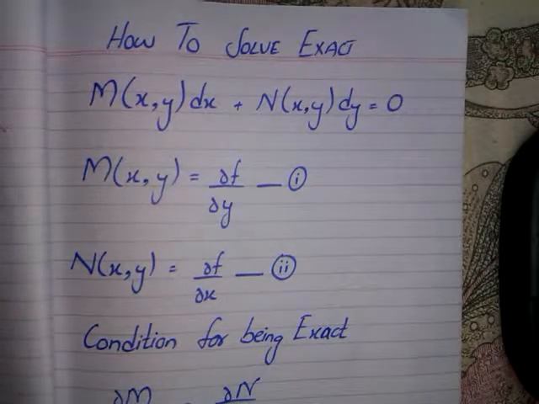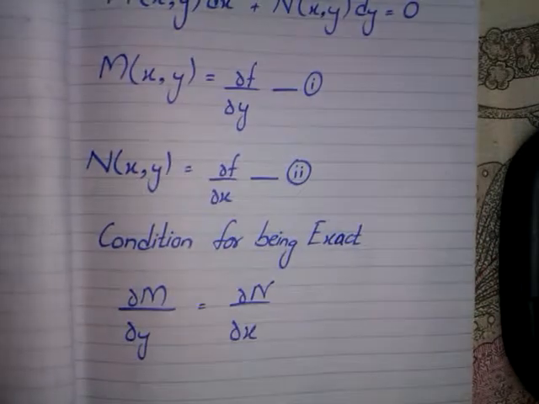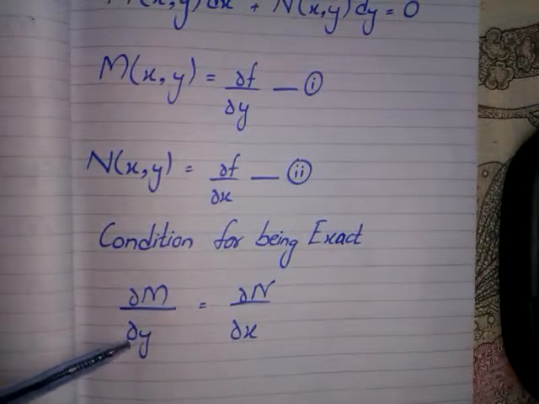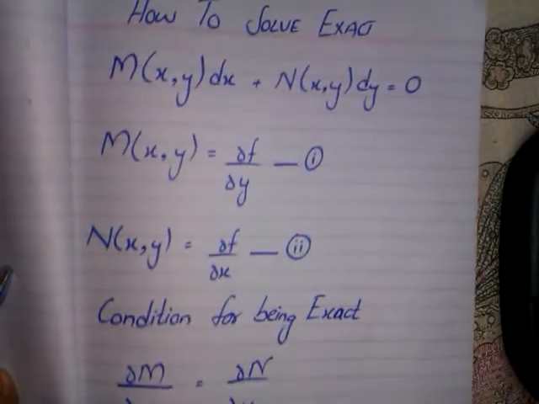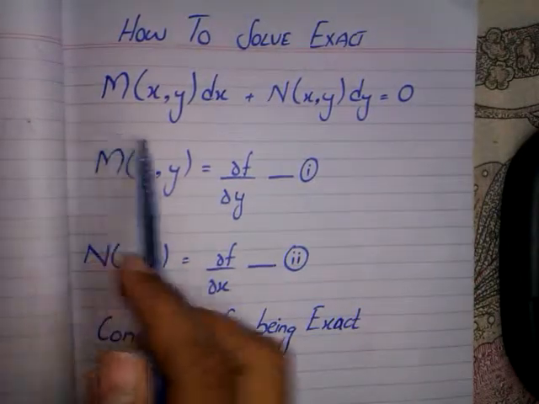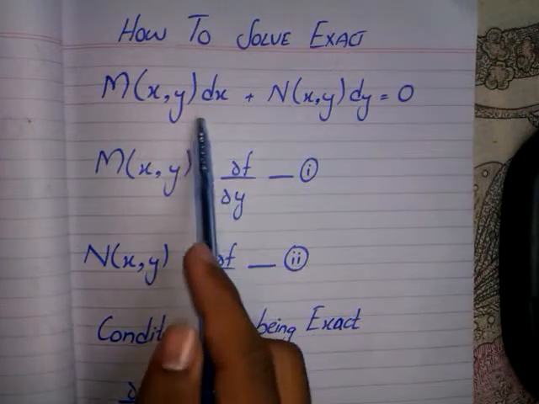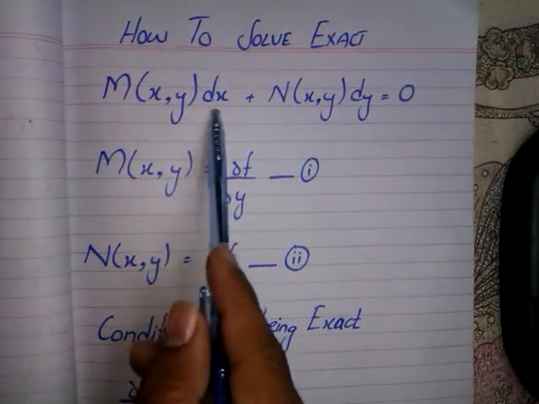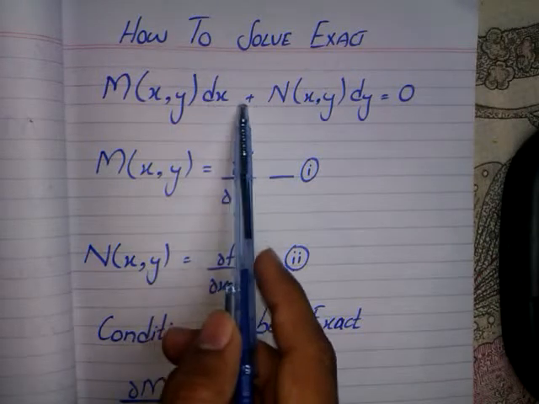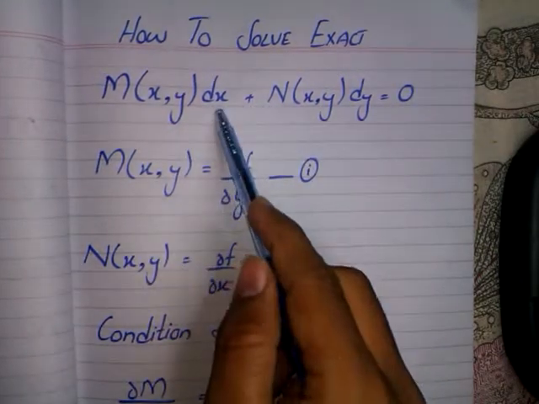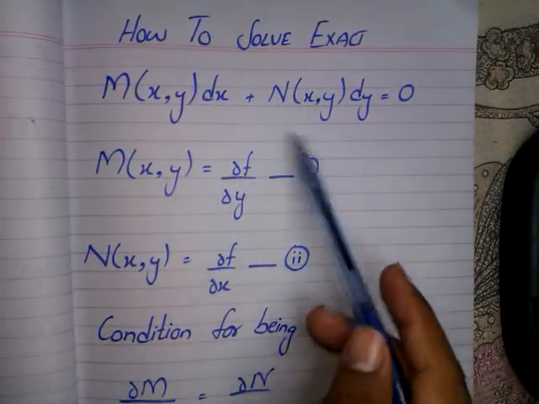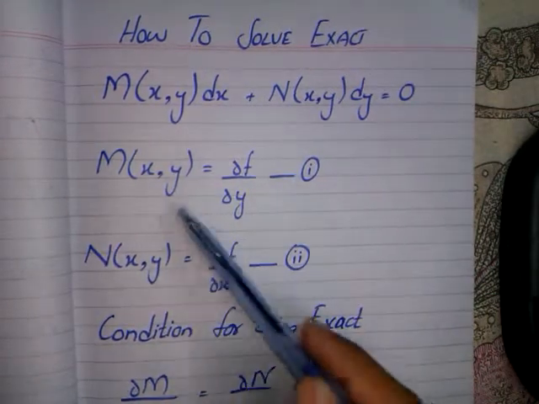An equation is said to be an exact differential equation if it satisfies the following condition: ∂M/∂y equals ∂N/∂x. So we will be given an equation like this: M dx plus N dy. We will take the dx part as M and the dy part as N.